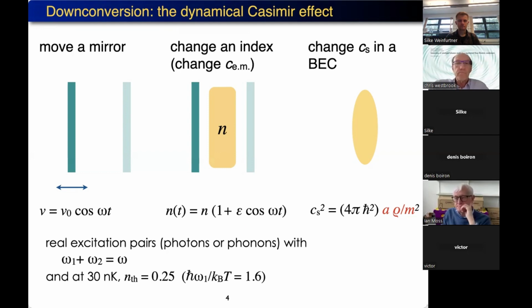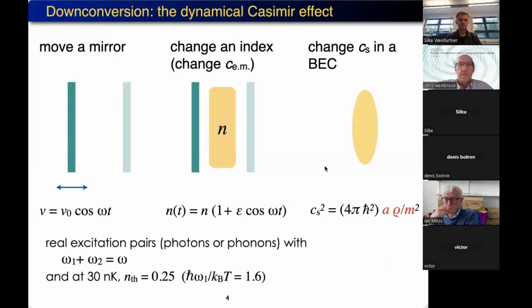And then what happens is that we will do this at some frequency omega, and then we will produce phonons at the sum of these frequencies. And the symmetry of the problem dictates that the K vectors of the two excitations have to be equal and opposite. So in our problem, omega 1 will be equal to omega 2 here. And the reason to do this in a BEC is that you have the possibility of getting to very low temperatures and possibly having vacuum fluctuations be very important.